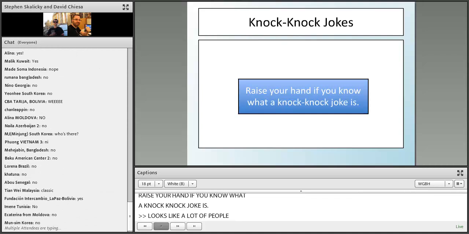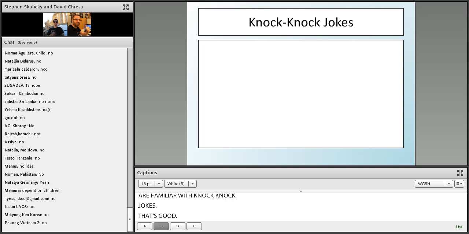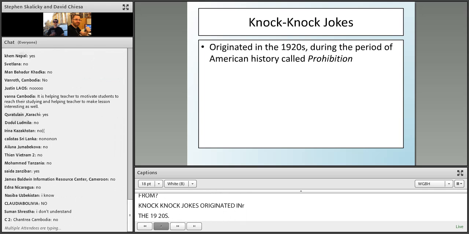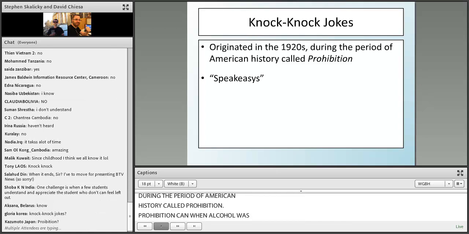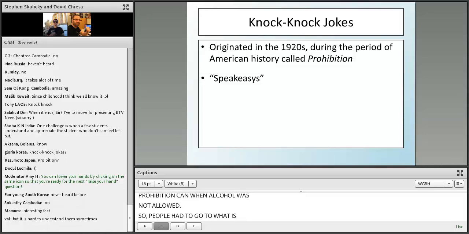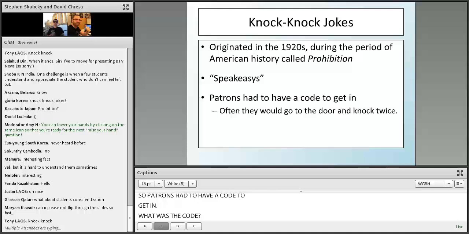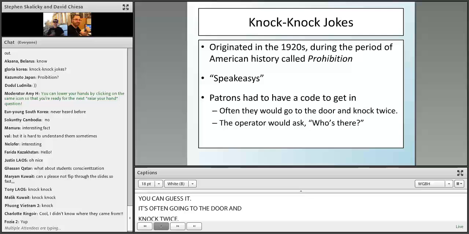Let's talk about knock-knock jokes. Do you know where they come from? Knock-knock jokes actually originated in the 1920s during the period of American history called Prohibition. Prohibition is when alcohol was not allowed. And so people had to go to what's called a speakeasy. These are secret places where they can drink alcohol. And so, patrons had to have a code to get in. What was the code? You can guess it. Often they would go to the door and knock twice, like this. Knock, knock. And then the operator would ask, who's there? And then, of course, it's history.